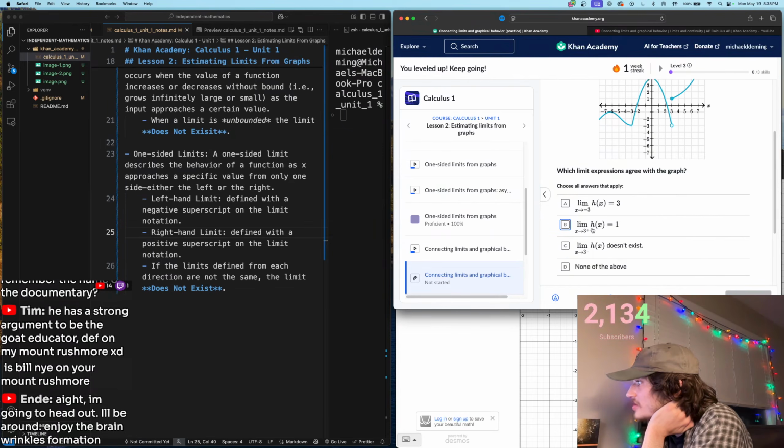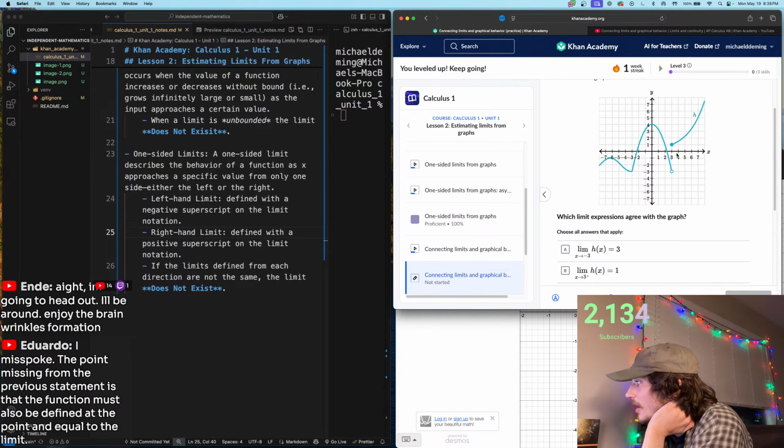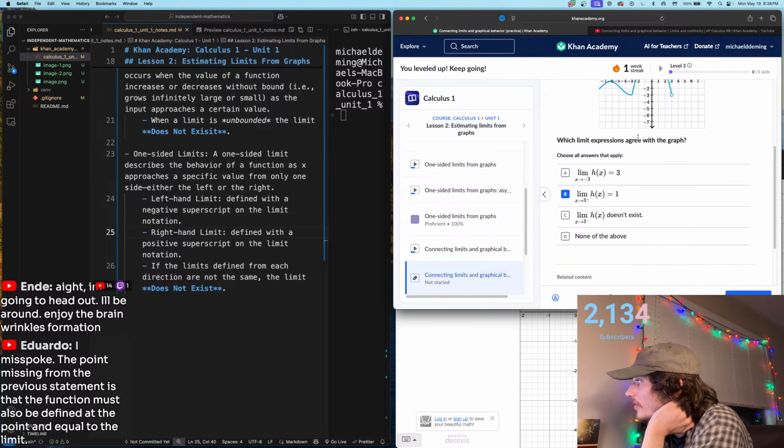How about the limit of h of x equals 1 as x approaches 3 from the positive direction? So as x approaches 3 coming from the right, h of x is equal to 1. Right? That is true. The limit of h of x does not exist as x approaches 3 from the negative direction. That is false. It does exist. It is -3. The limit does not exist overall for the function, however.